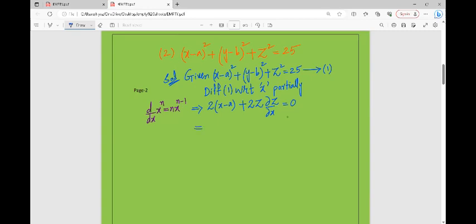This implies that we can divide this whole overall with 2. We are getting x minus a, and 2 we are dividing, so nothing is left. If you bring that to the other side, that is minus z into dou z by dou x. Do we already know the value of this?